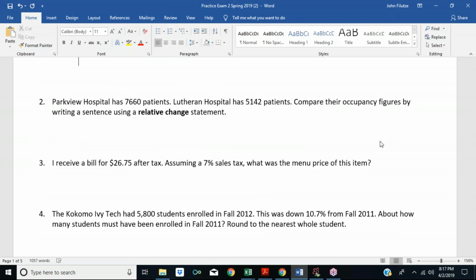So look at number 2 and 3 and see if you have a question about either of those. Do you want to see either 2 or 3? Pamela, which one or both?